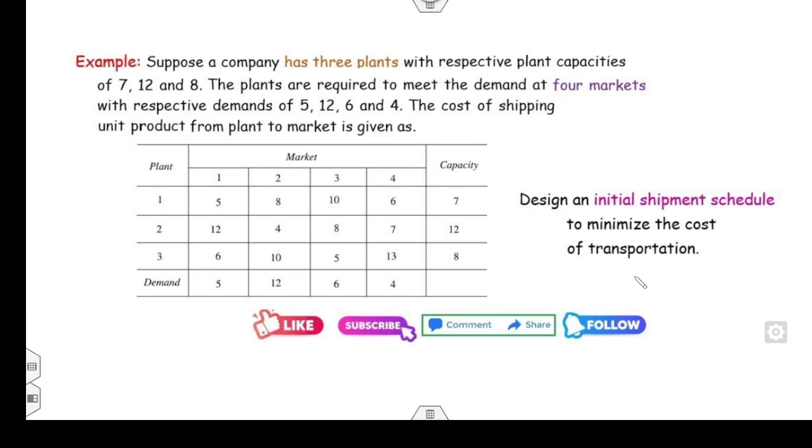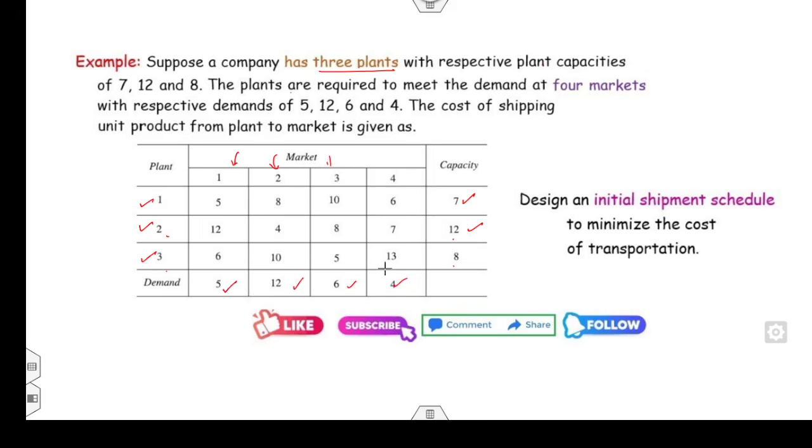Look at this another one. Suppose you have three plants, plant 1, 2, and 3, with the respective capacities 7. Plant 2 has a capacity 12, plant 3 has a capacity 8. The plants are required to supply 4 different markets with the respective demands 5, 12, 6, and 4.